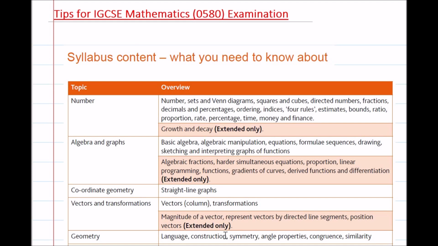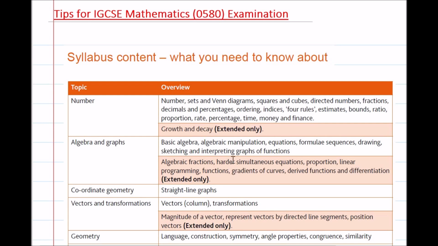As the topic suggests, tips for IGCSE Mathematics 0580 examination. So we'll see what are the important points to take care in the exam, before the exam, and after the exam. So we'll start with syllabus content, what you need to know about.